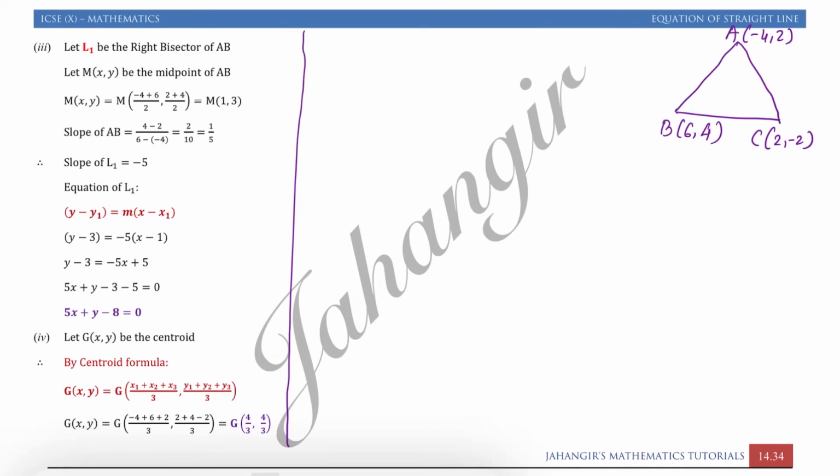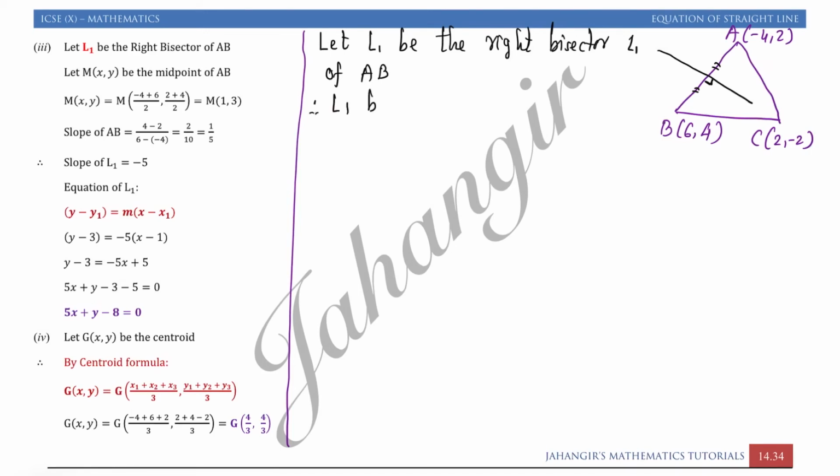So I can say let L1 be the line which is bisecting AB at 90 degrees. Let L1 be the right bisector of AB. Right bisector means perpendicular bisector. So therefore L1 bisects AB at M.